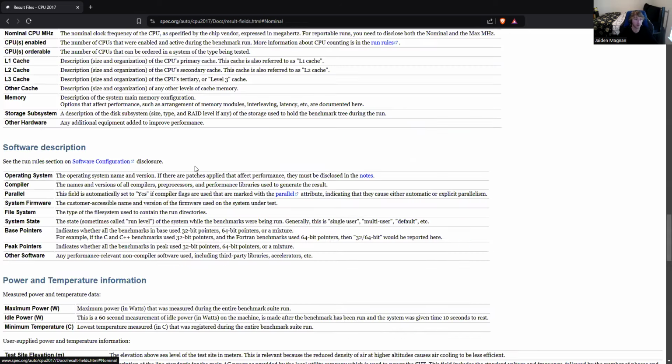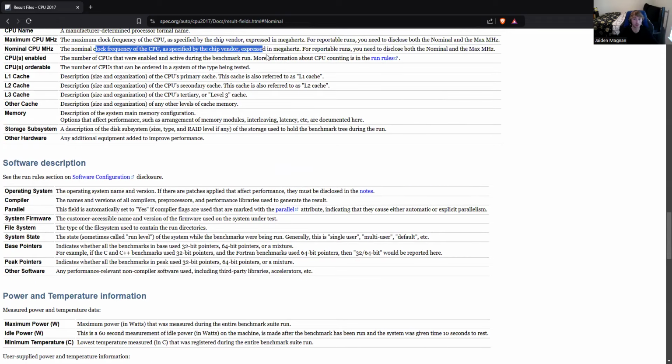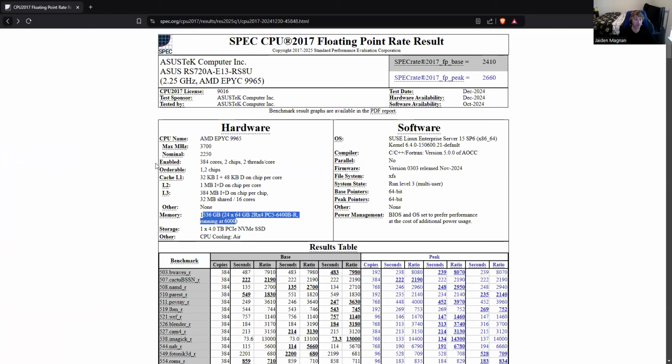So nominal is just going to be your normal performance, like if you're browsing the web or something. And then max is peak performance. So base and nominal are the same thing.